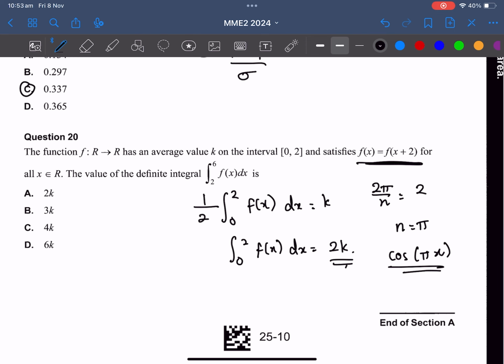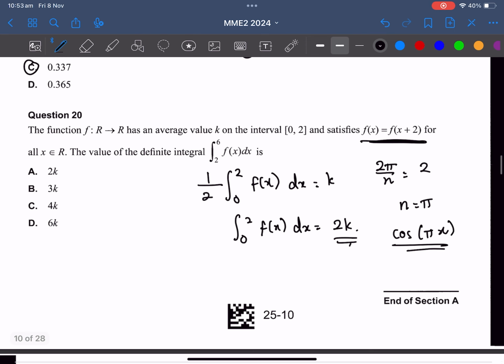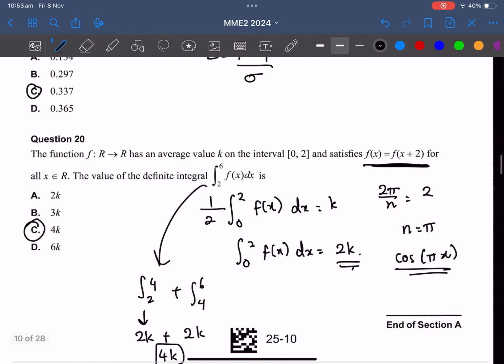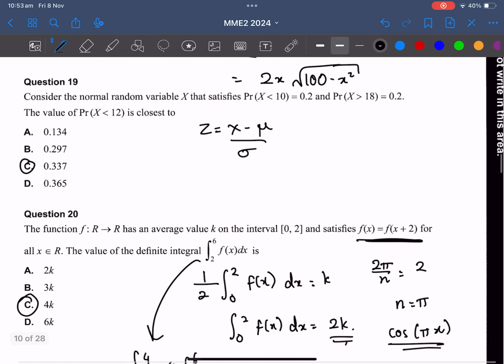So in that case, this becomes quite easy because we can express this integral as 2 to 4 plus 4 to 6, and for each of them it's going to be 2k plus 2k, so the answer is going to be 4k for this. Okay, I'll do section B later.